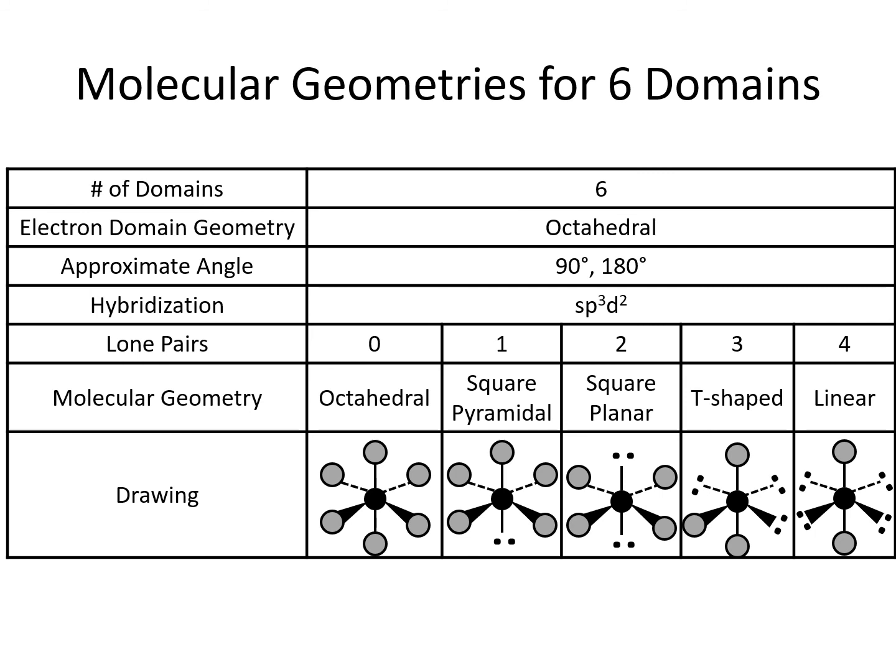6 domains, 2 of which are lone pairs, would be square planar molecular geometry. Notice the electrons are directly across from each other, and the atoms are all in a plane. 6 domains, 3 of which are lone pairs, is a T-shaped molecular geometry. Again, the T is drawn sideways for consistency with the other octahedral drawings. 6 domains, 4 of which are lone pairs, gives another linear molecular geometry.